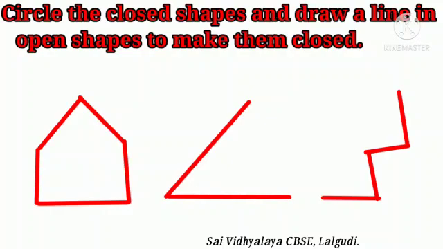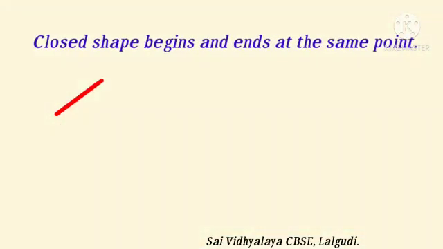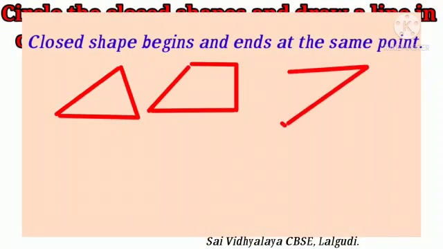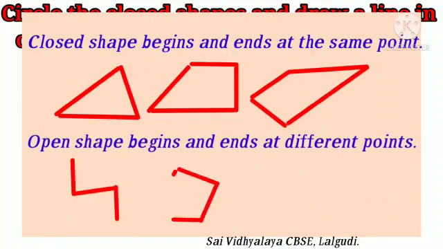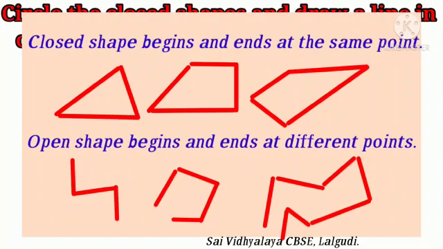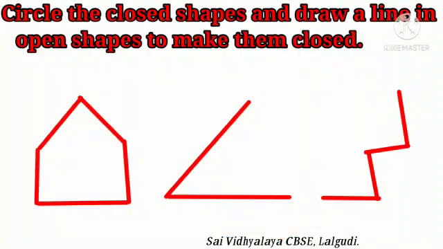We had already learnt about closed shapes and open shapes. Closed shape begins and ends at the same point. Open shapes begin and end at different points. Now look at the given shapes. Here, which shapes are closed shapes?